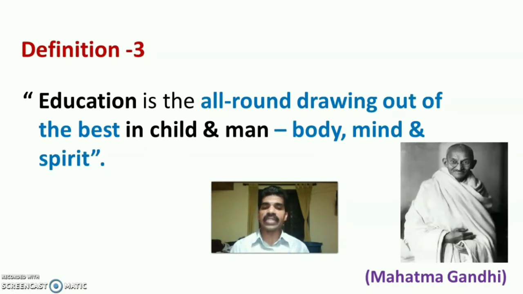The third definition is according to Mahatma Gandhi. According to Mahatma Gandhi, education is the all-round drawing out of the best in the child or in the man. So all-round drawing out of what is best in the child, what is best in the man, that is, the hidden talents, hidden capabilities or capacities of the child or the scholar. So education is the all-round drawing out of the best in the child or man.